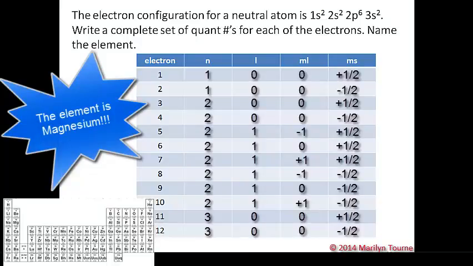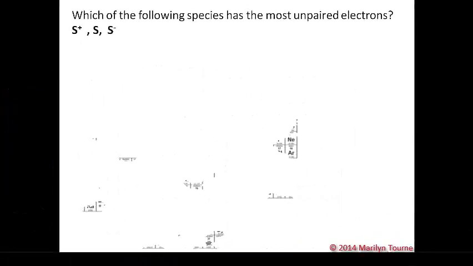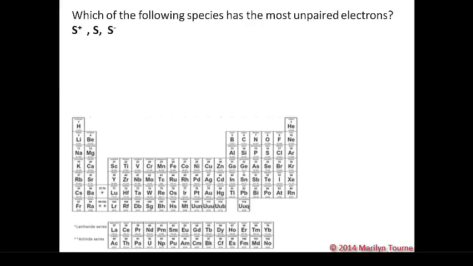I want to do one more problem. This is the last problem I'm going to do. It's problem 792 in the back of your chapter. It reads, which of the following species has the most unpaired electrons? S plus, S, or S minus. So it's sulfur. So either a cation of sulfur, neutral, or an anion of sulfur.